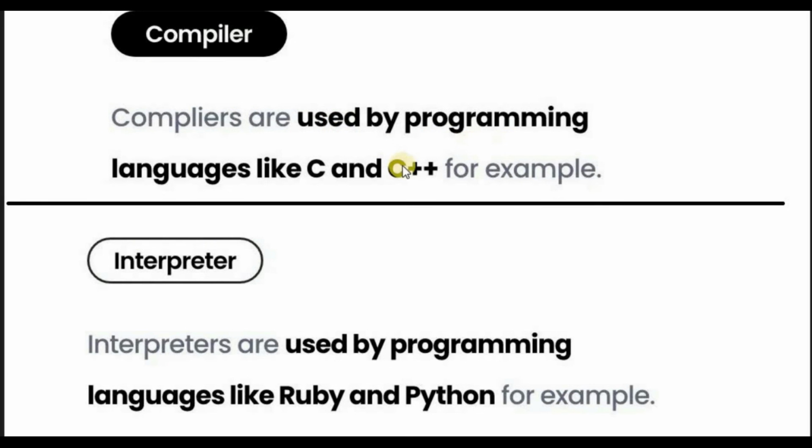Compilers are used by programming languages like C and C++. Interpreters are used by programming languages like Ruby and Python. So this is about compiler versus interpreter.